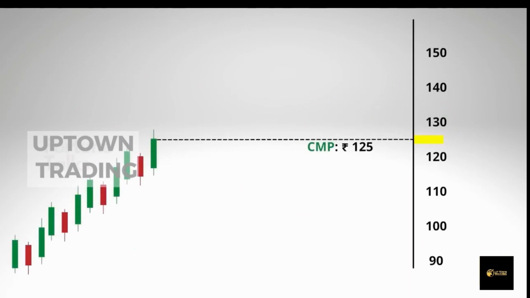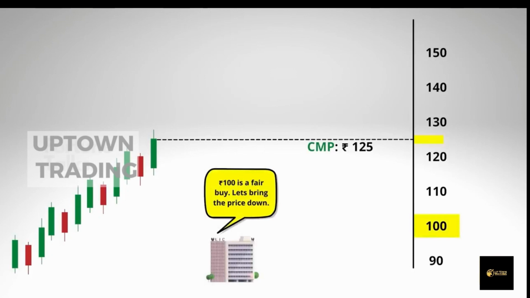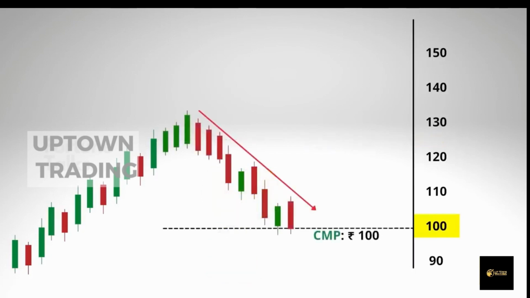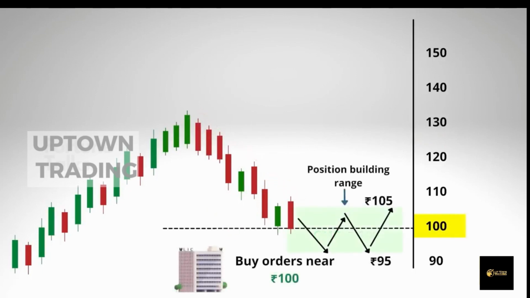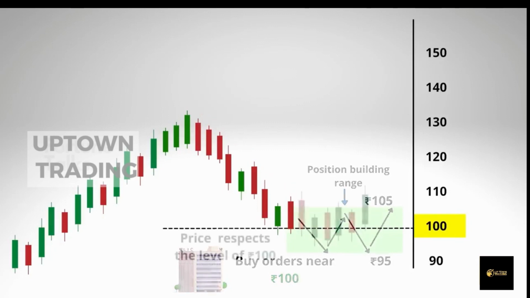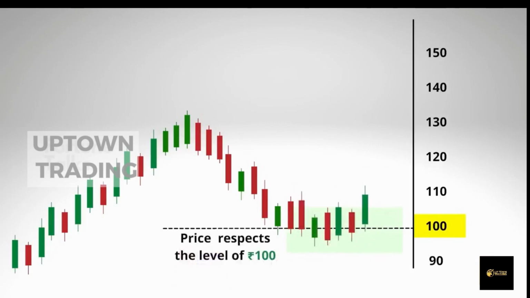Let us say that an institution thinks that the stock will do good in the upcoming quarters, but the fair price is 100 rupees and not 125 rupees. In order to achieve the fair price, they take the market down to 100 rupees, where they slowly and steadily build their positions. The price seems to respect the price level of 100 rupees. This level where the demand for the stock is met and from where the prices will start to rise is called the support level.